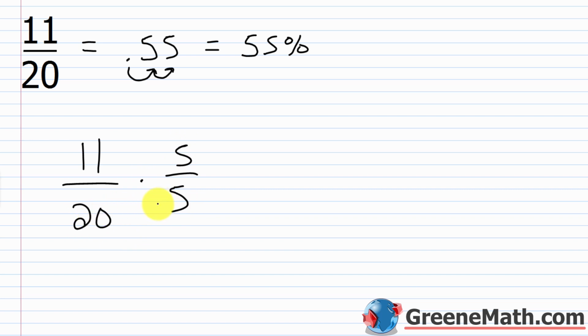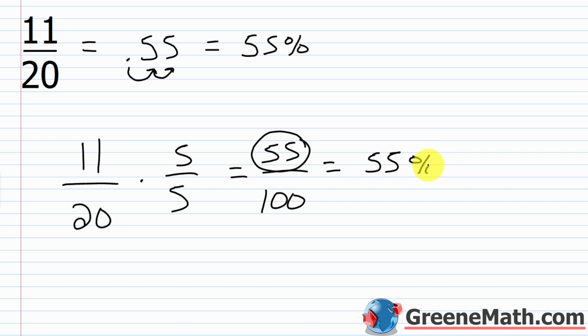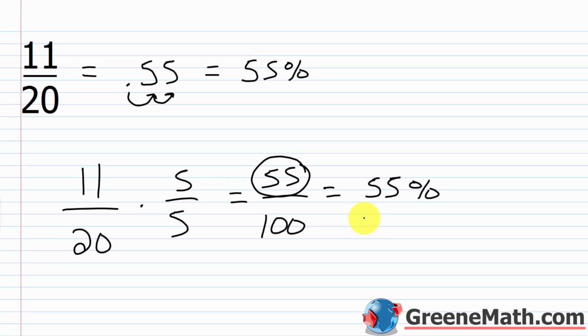Right? And once I figure that out, I just do it to the numerator and denominator so that it's legal. 11 times 5 is 55 over 20 times 5, that's 100. Again, now I have a fraction whose denominator is 100. So to write this as a percentage, just take the numerator, which is 55, follow it up with a percentage symbol. 11/20ths is equal to 55 over 100, which is 55%.